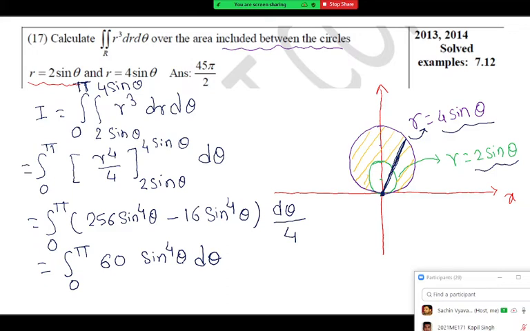Yes, anyone? Make it sine square whole square. Okay, good. At least you have some logic in your mind, and that is a good thing: you are going to convert sine 4 in terms of sine square, then sine square in terms of sine 2 theta, or cos 2 theta, and you can solve it. That is one of the ways, but that is very lengthy.